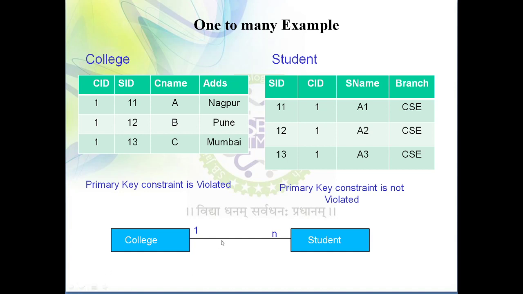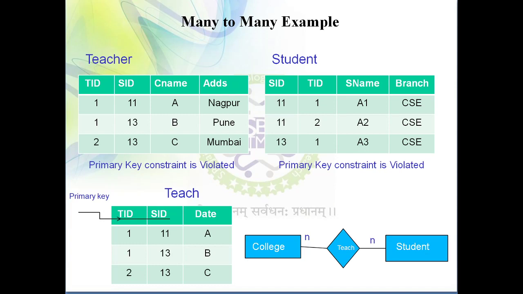Okay, now next one is an example of many to many. Many to many example. Now suppose I have again two tables.